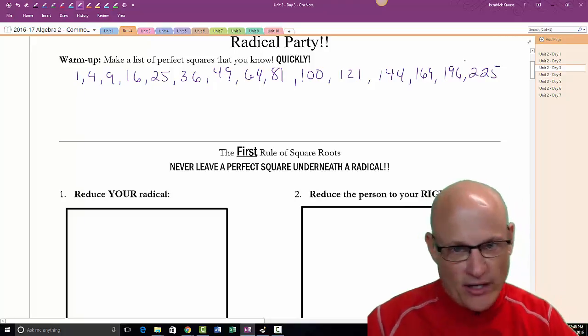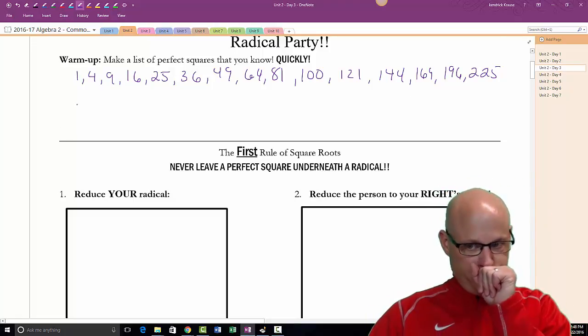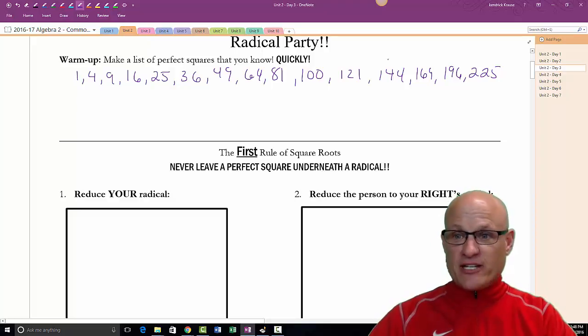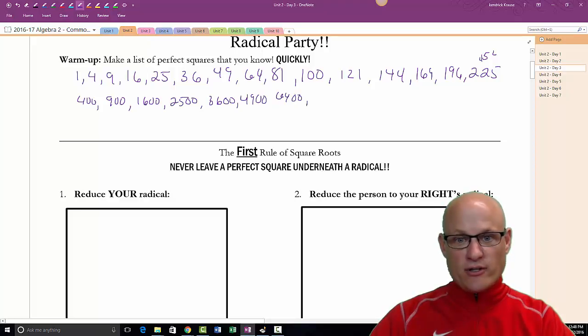I really think you ought to know others. When I was teaching Algebra 1, I used to make my kids memorize up through 15. This is 15, by the way. 15 squared is 225. But I made my kids memorize 400, 900, 1600, 2500, 3600, 4900, 6400, 8100, and 10,000, or 100 100s.